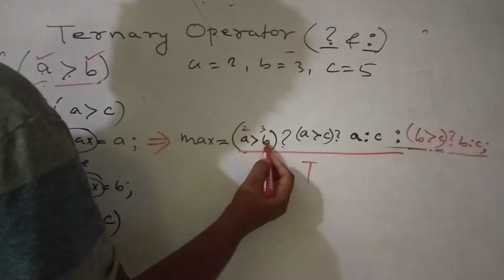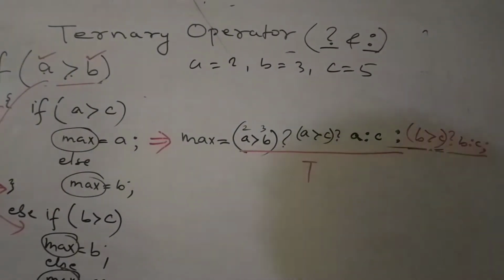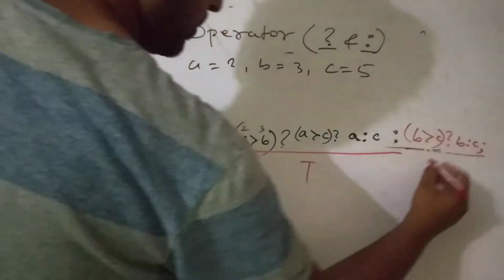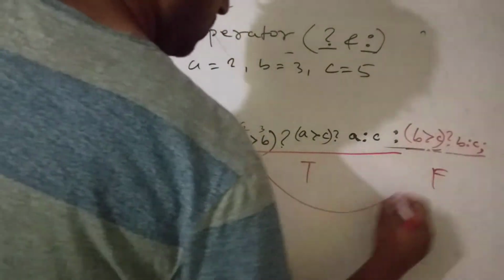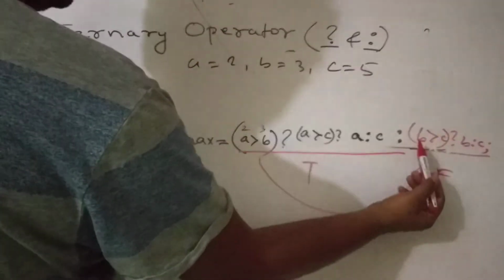2 is greater than 3. Yes or no? No, it is not true. So that means where will it go? It will move on to the false part. Clear? It will move on to the false part. Okay.